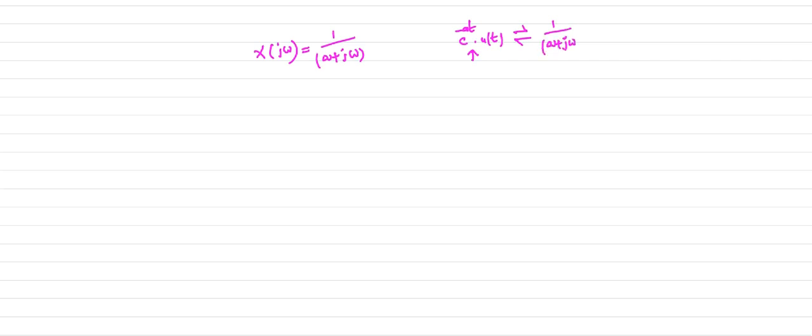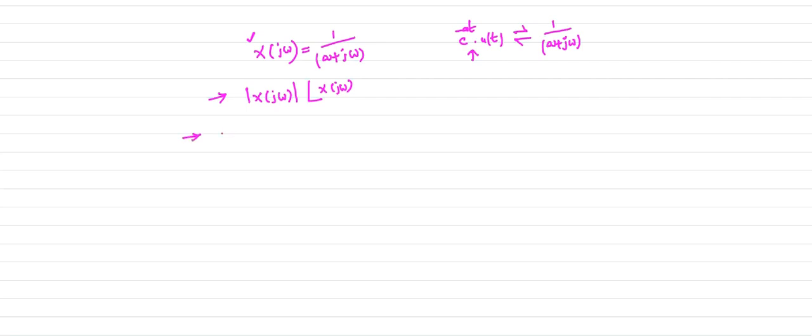So 1 by a plus j omega is the x of j omega. This is a complex valued function in terms of the omega. So every complex valued function is having the magnitude, that is your mod x of j omega, and is having the phase, that is the angle of x of j omega. Now how can you find out the magnitude spectrum?